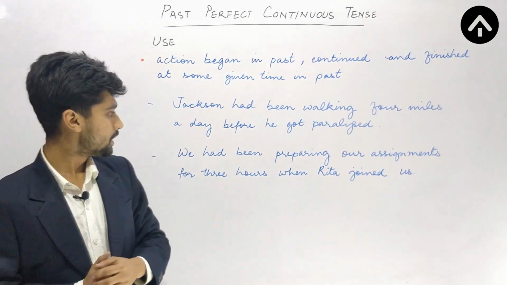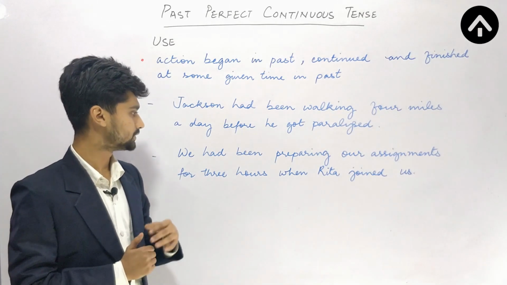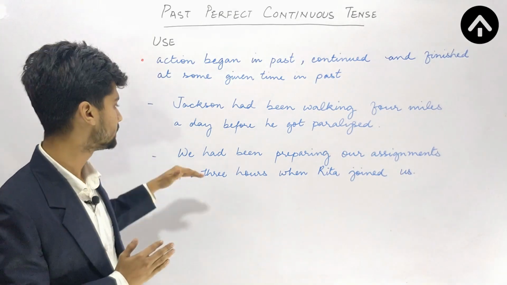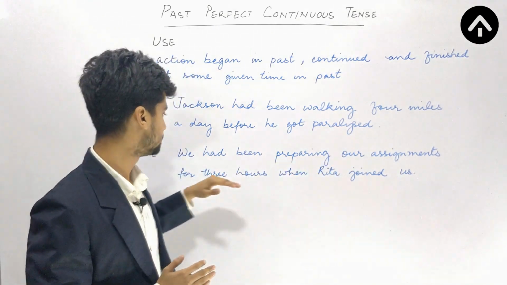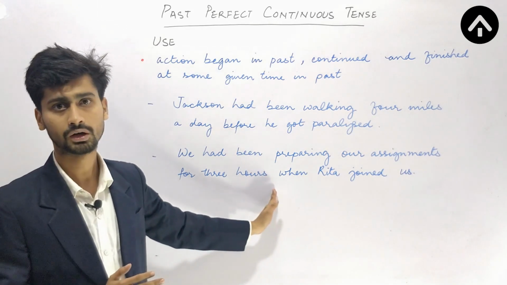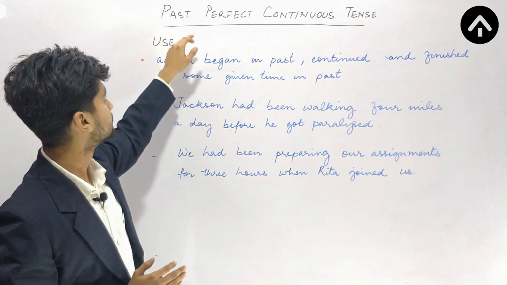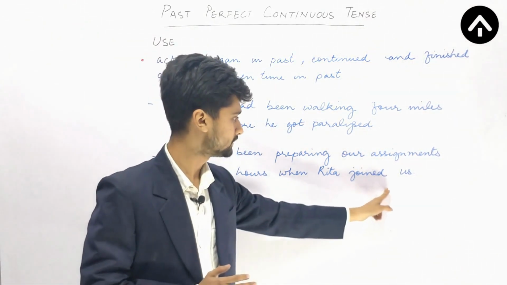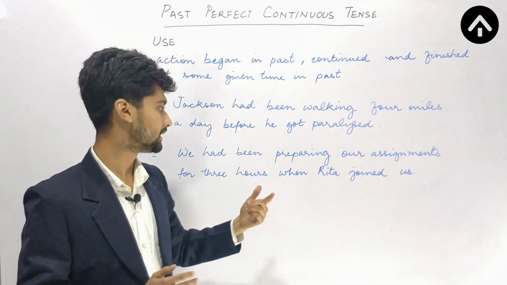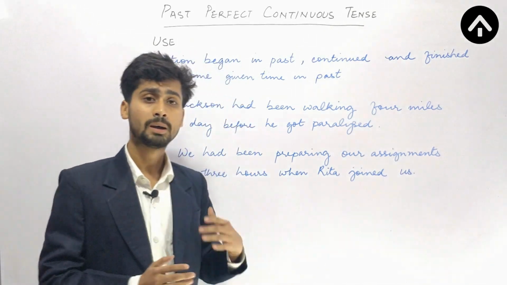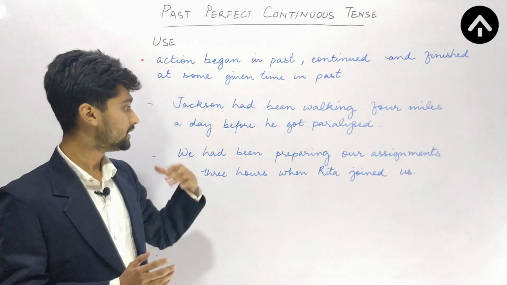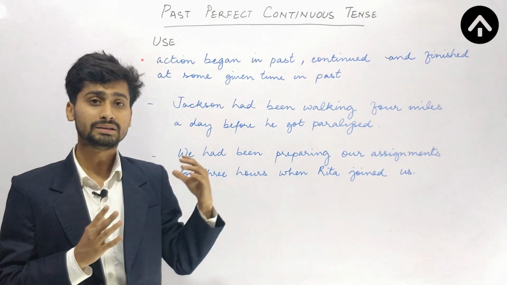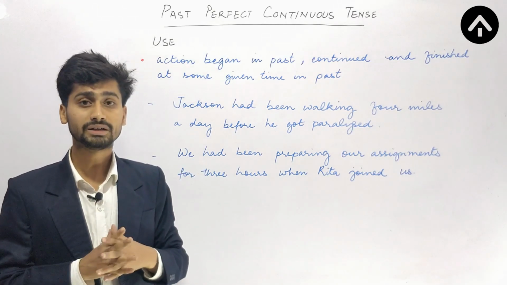Okay, second example. We had been preparing our assignments for 3 hours when Rita joined us. Again, we have two different clauses. First clause says we had been preparing our assignments for 3 hours. So this is the example of past perfect continuous tense. And then we have another clause which also took place in past, when Rita joined us. So when Rita joined us, we had already been preparing our assignments for the past 3 hours. So these are the examples of past perfect continuous tense.